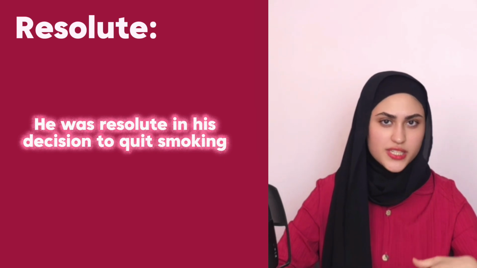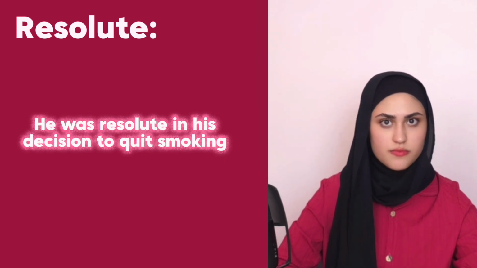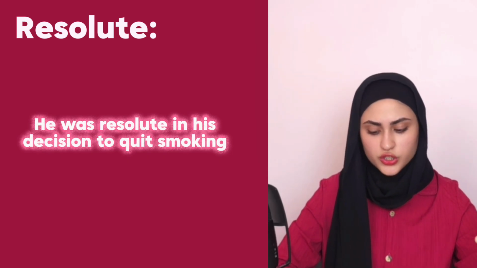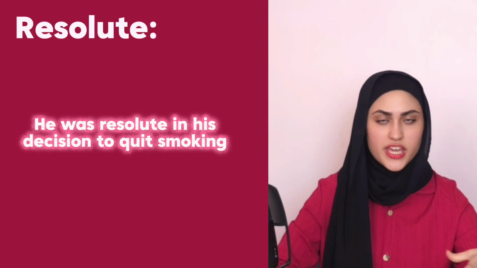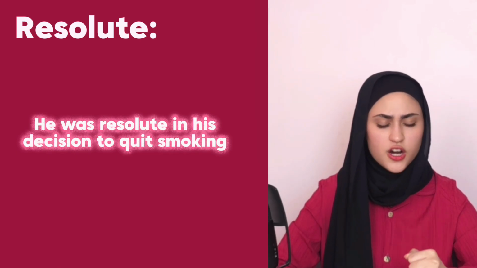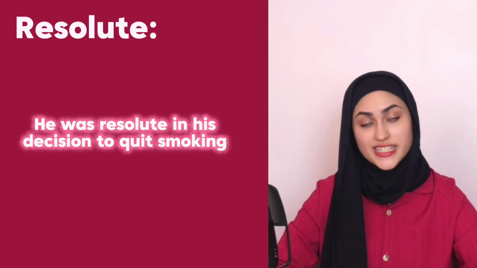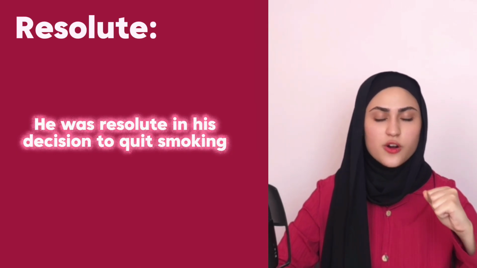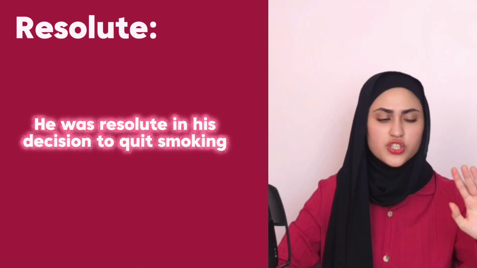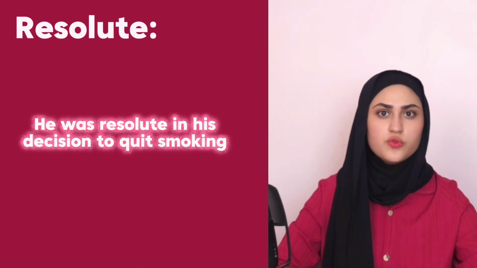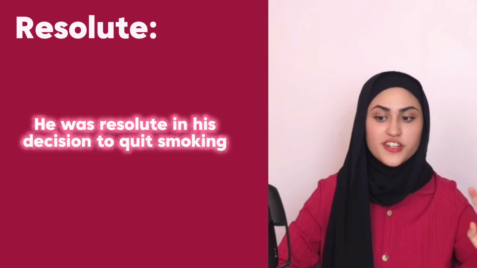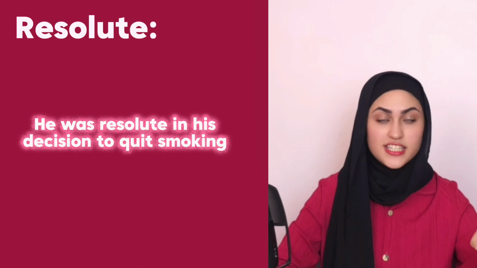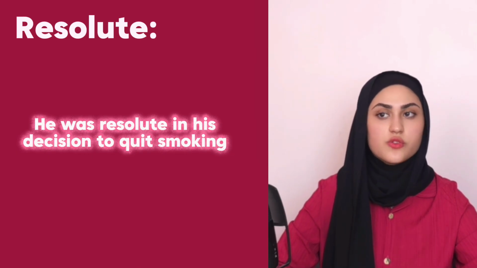So we can be resolute in something or in doing something. We can be resolute in general, right? So he was resolute in his decision to quit smoking. He was resolute. He was determined. He was firm and strong in his decision to quit smoking. So he was saying strongly that no matter what, I'm going to quit. I'm going to stop smoking. He was resolute. He was determined. He was strong and firm and unwavering, unshakable, unchangeable in that decision. Someone can be resolute in all of their decisions.